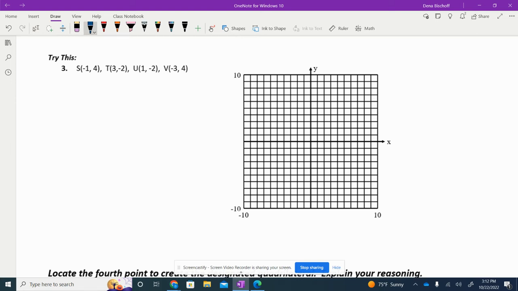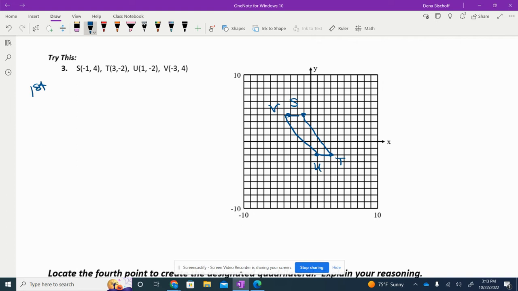So negative 1, 4 is S. 3, negative 2 is T. 1, negative 2 is U. And negative 3, 4 is V. So S, T, U, V. So this is a parallelogram. I just need to prove it.